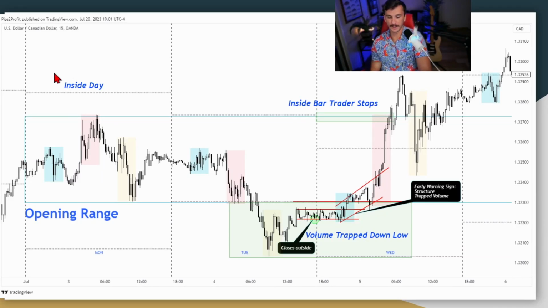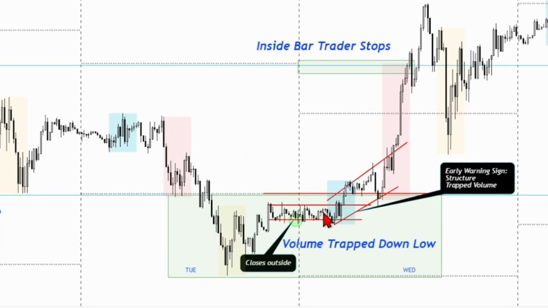Now, this is US dollar, Canadian dollar. This Monday right here being the inside day. Now, Tuesday has broke out, and they've collected volume underneath that breakout level. And then on Wednesday, they have gone into a horizontal rectangle, and then they've gone into a parabolic channel right here, in which they broke out and went vertical in the London session, going back for those inside bar trader stops over here on the day itself.